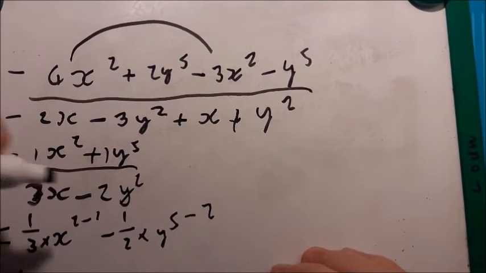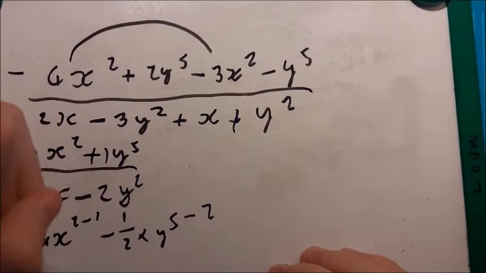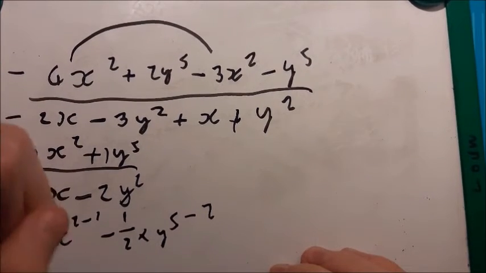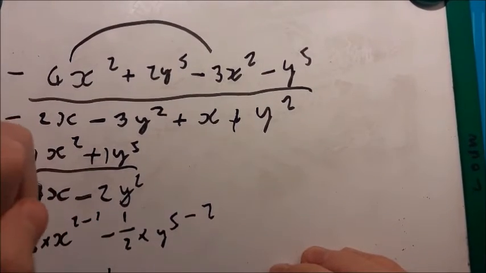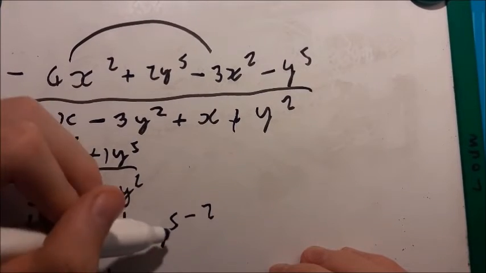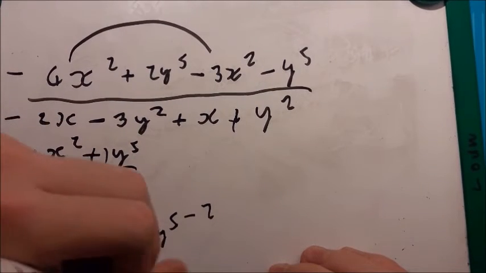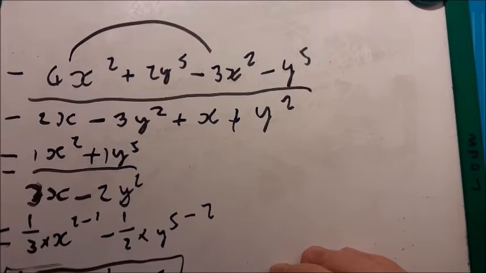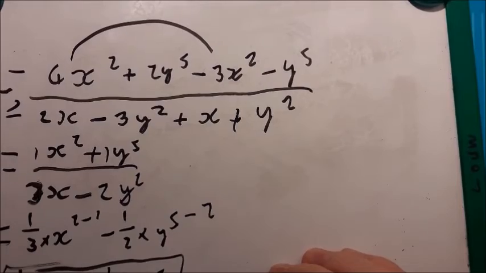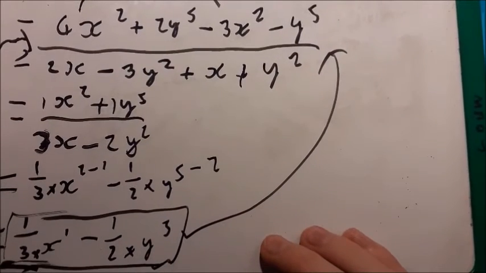which would be equal to 1/3 times x to the power of 1, so we don't even have to put that 1 there, minus 1 to the power half, times y to the power of 5 minus 2, which is equal to y to the power of 3. So this is so much simpler than the whole expression up here.